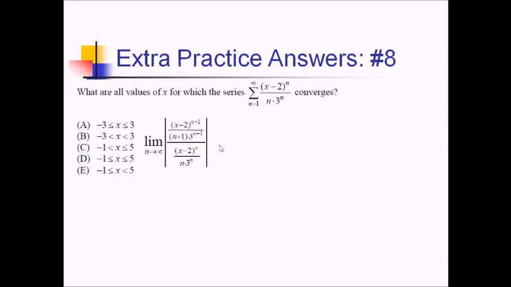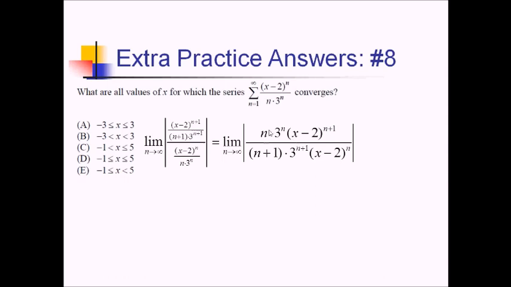And now let me do some same change flip magic here. I get (x minus 2) to the n plus 1 times n times 3 to the n in the numerator. Denominator, I'm going to have this big expression times (x minus 2) to the n. Let's see what we can cancel now.